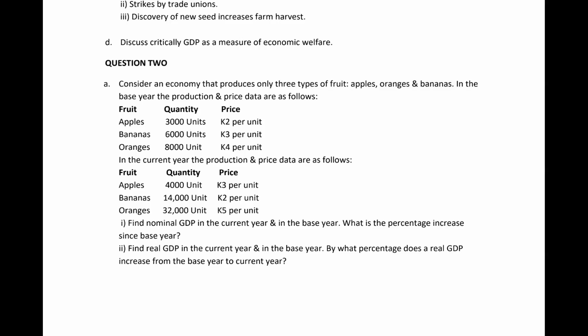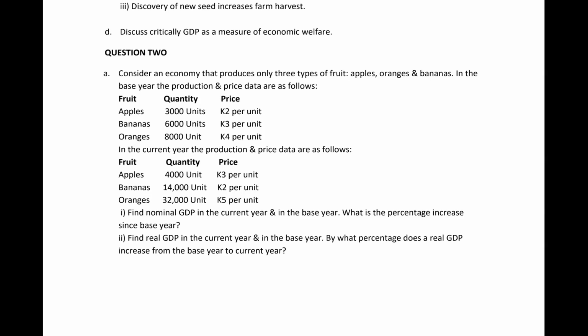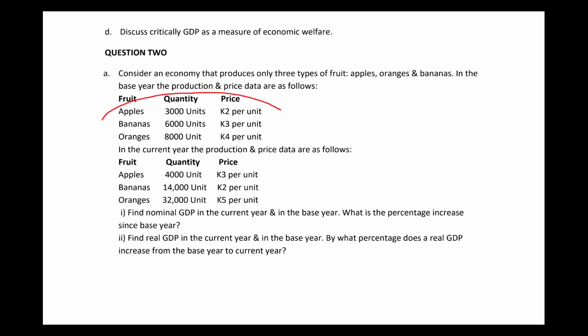And so the question number is 2. I am reading the question even in your hearing, and this is what it reads. Consider an economy that produces 3 types of fruits, that is the apples, oranges, as well as bananas, in the base year as well as in the other year. So you're given the production as well as the prices for the current year and for the base year. And so you are given that this is the data for the base year, which is actually the previous year or the year of reference.